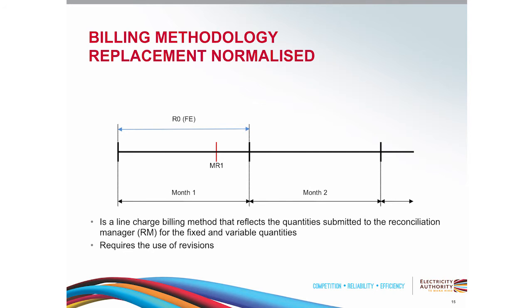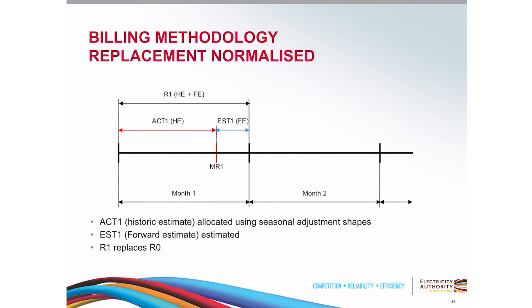So R0, forward estimate. R1, you might have some information that you can use, but for that month, you might not have a meter read that spans over the end of month. So you will do a forward estimate for the remaining amount. Now the difference that a retailer has estimated for R0 and that they calculate and estimate for R1 will be different. So if you're using replacement normalised, it would be reasonable to expect that the distributor will do a revision. They'll wash up the costs allocated to the retailer.